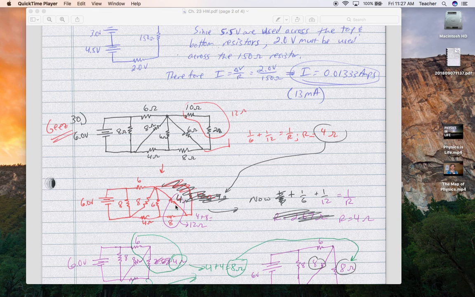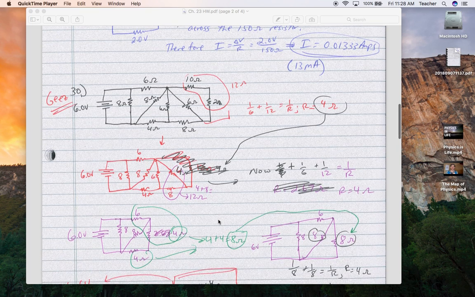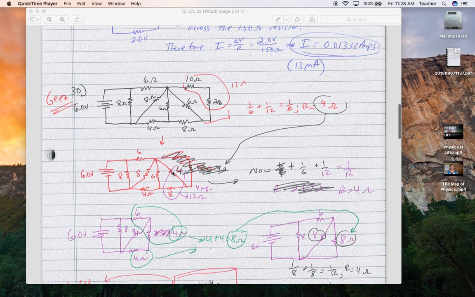So this equivalent became a 4. So then the 4 and the 8 are in series. That makes it 12. And now this 6 and this 12 in parallel give me a 4. Again, I screwed that up initially. That's a 4. This 4 and then this 4, which is really this 4, are in series. That makes an 8.